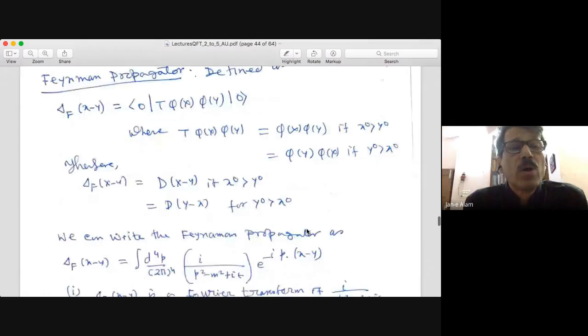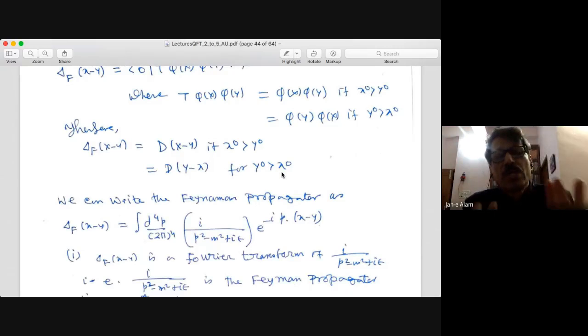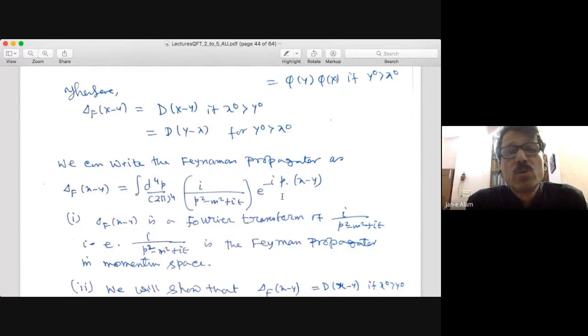Now, this Feynman propagator Δ_F(x minus y) is given by D. Then I can write this. This is actually the amplitude we have already calculated, y to x, right? So this is D(y minus x) if x⁰ is greater than y⁰, right? And it will be D(y minus x) if y⁰ is greater than x⁰. That we have already calculated.